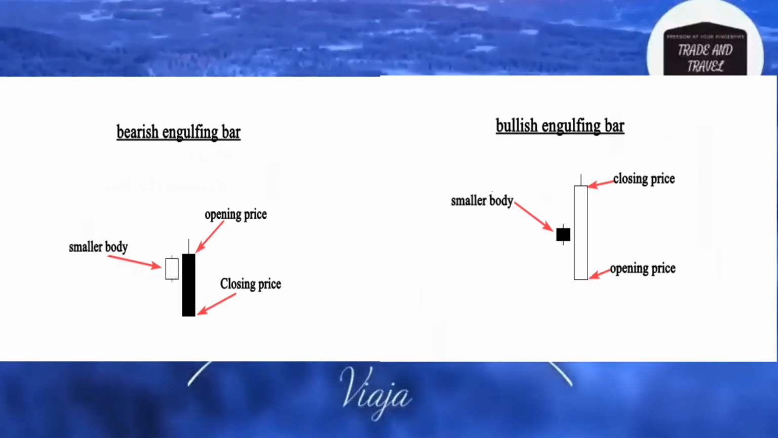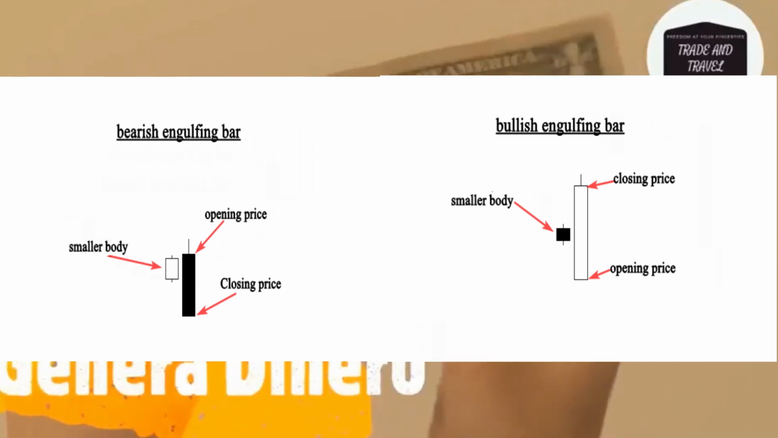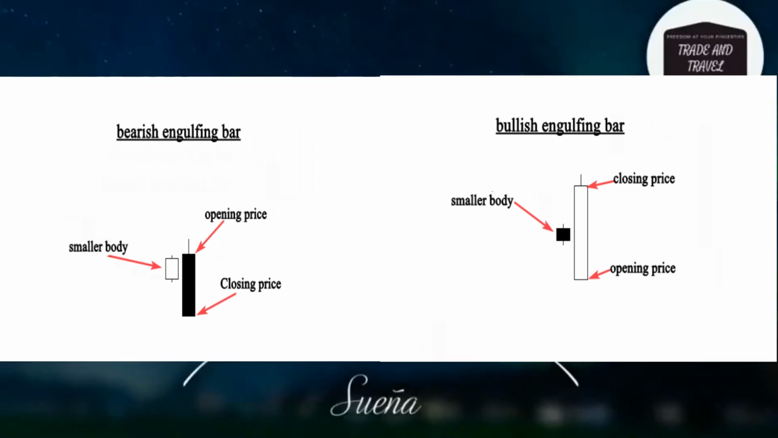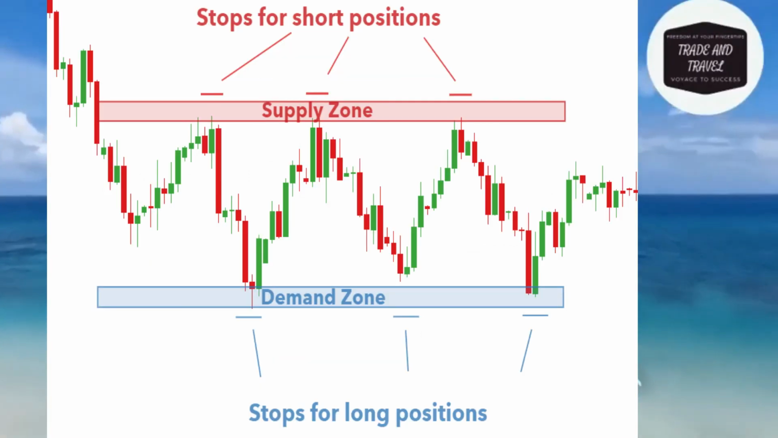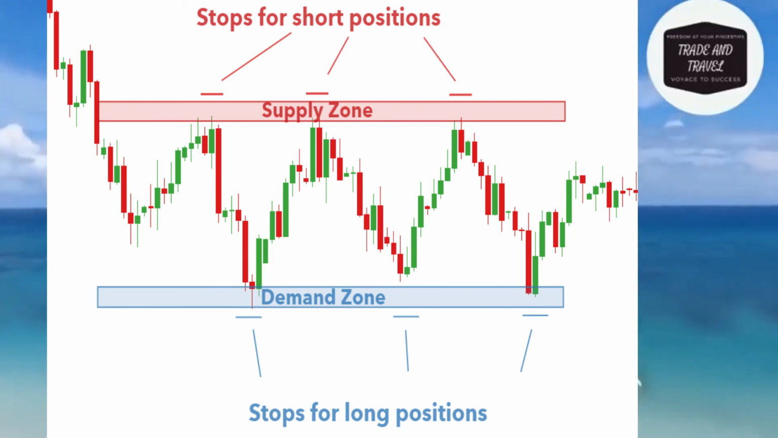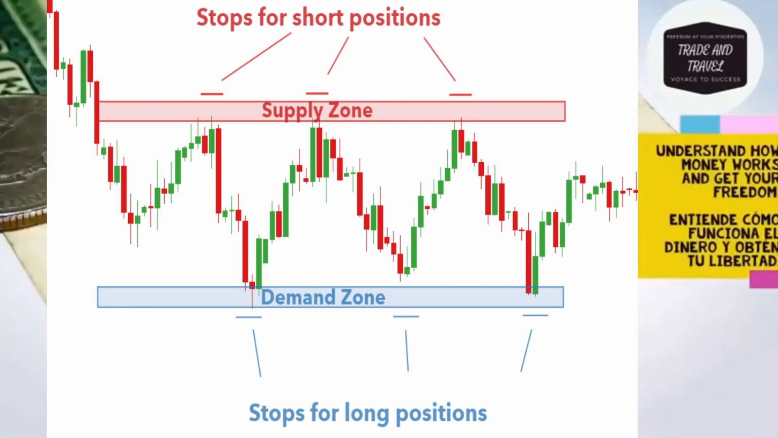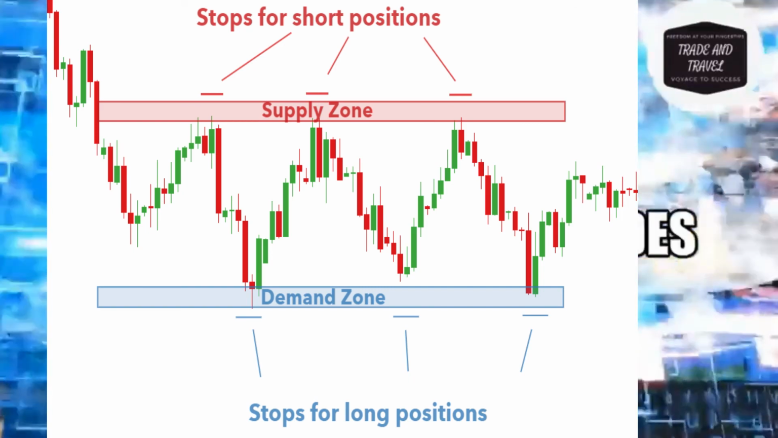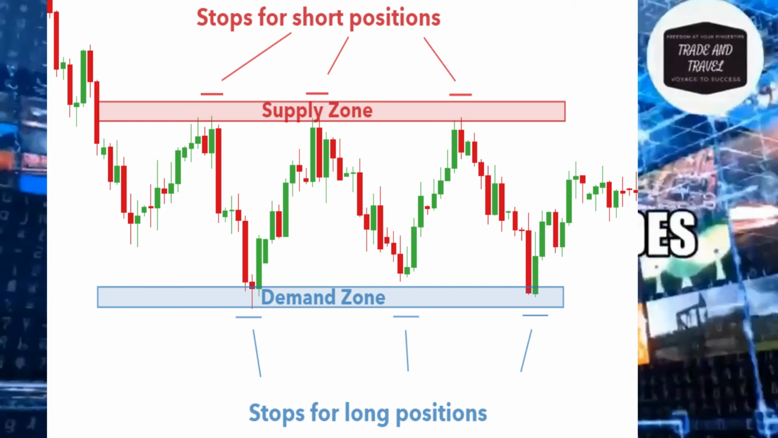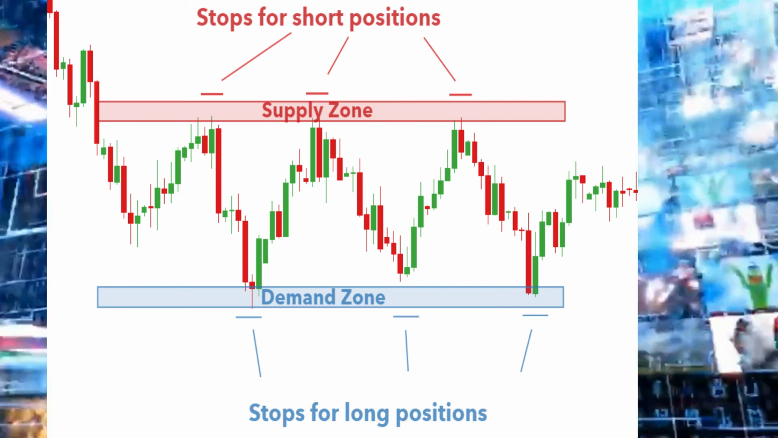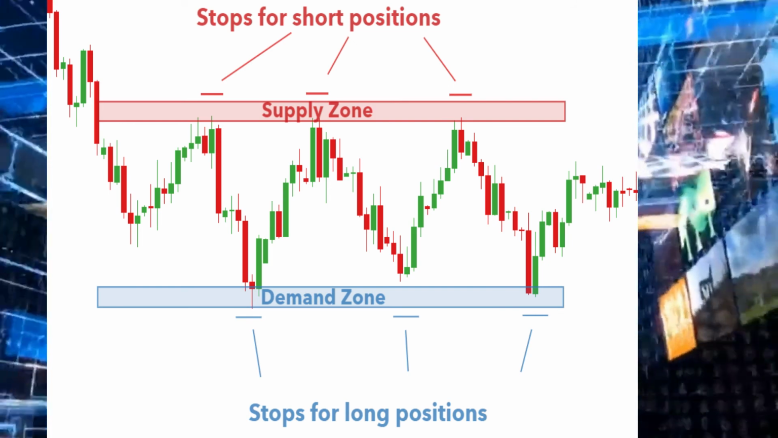Remember that all these patterns are very important if we find them at key price levels or zones. And I mean at key levels of supports and resistances. Do not forget that supports are floors and resistances are ceilings. Or if you want to talk more technically, supports are minimums and resistances are maximums in price.